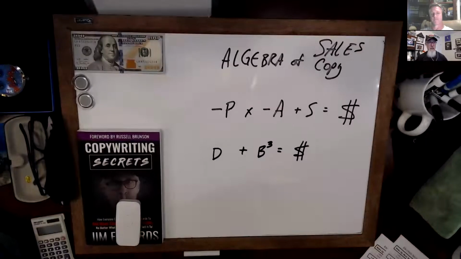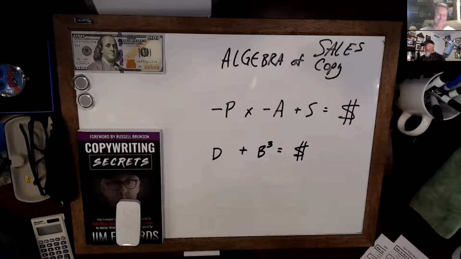we are looking at the magic whiteboard, and I have 2 formulas here, Stu. I have negative P times negative A plus positive S equals money, and then I have D plus B cubed equals money. Now, do you know what these mean? Interesting. I like that. Can you figure it out? I like multiplying the 2 negatives together. That's right. That makes sense. Times negative makes a positive, right? A positive. Exactly. Yeah, I have no idea where you're going with this.